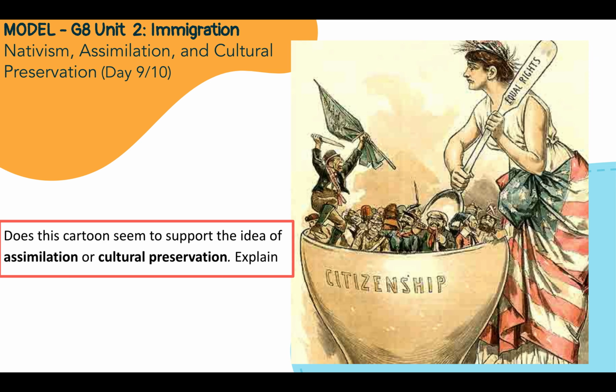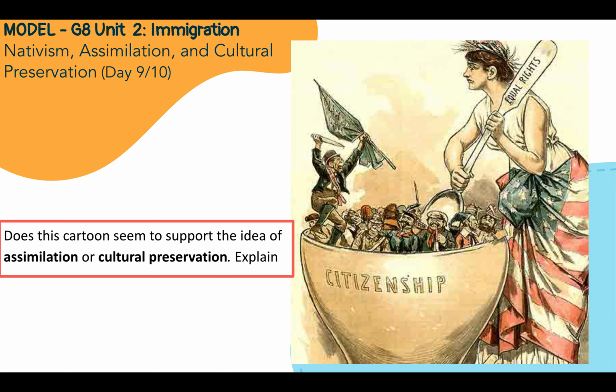In Unit 2 of the 8th grade curriculum titled Immigration, days 9 and 10, on the topic of Nativism, assimilation, and cultural preservation, the students are tasked with looking at this image in the beginning and then diving deeper by reading a text, answering some questions, and the culminating question is this: does this cartoon seem to support the idea of assimilation or cultural preservation?